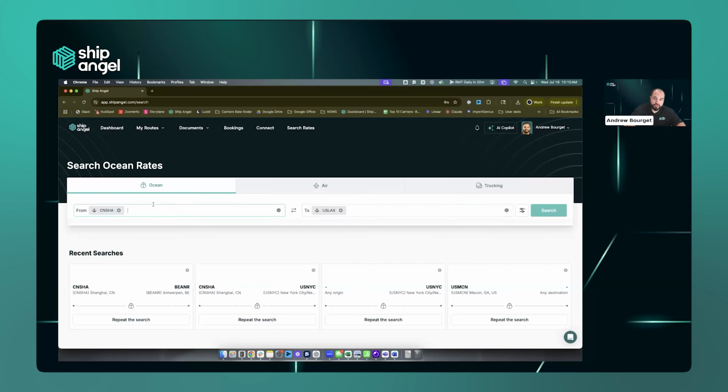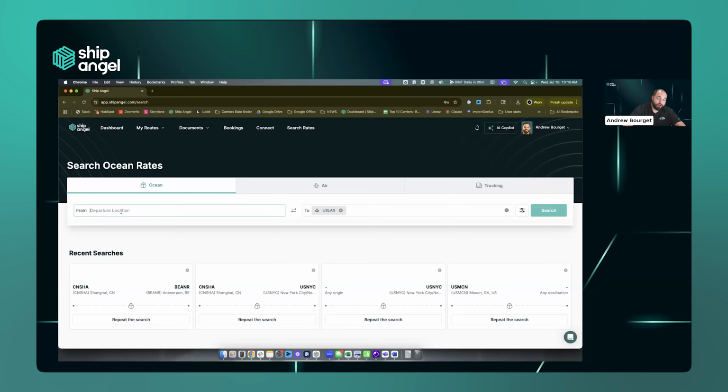And what's useful here is you can search by Shanghai, similar to in the ocean or in the air section. You could search by a door location, or you could search by a port location. And so you could have your door rates amongst your ocean port to port rates. But you could also have the ability to search from a country.